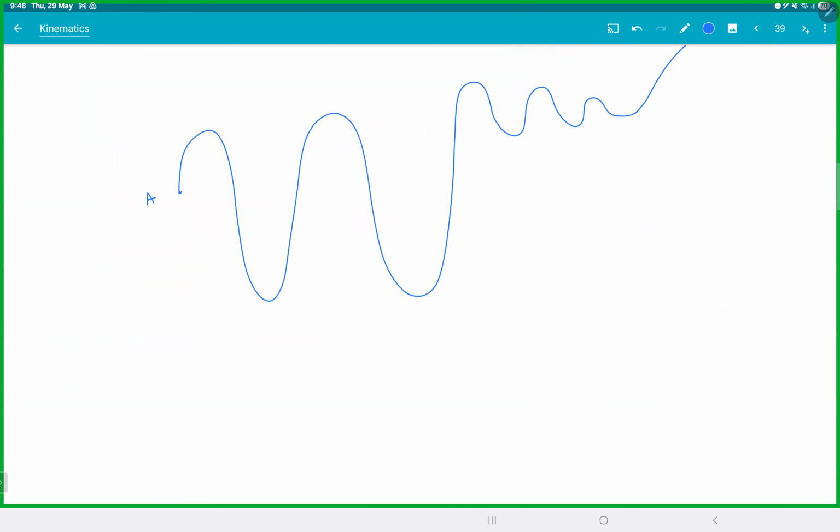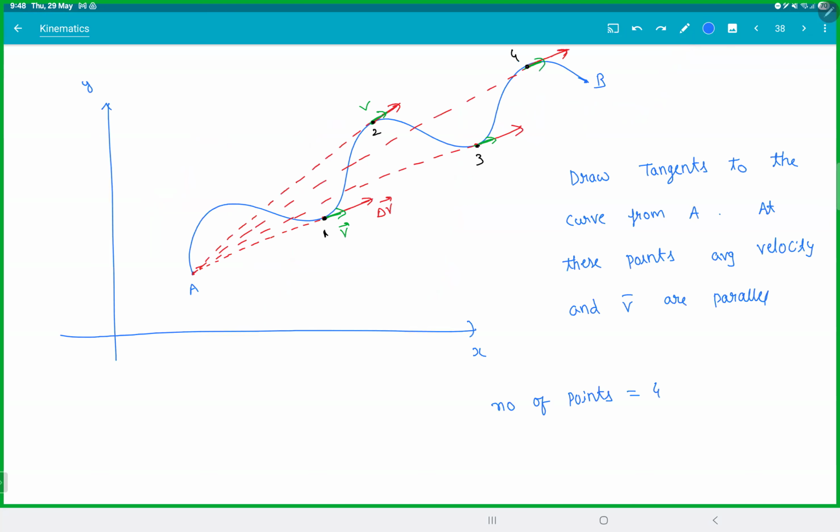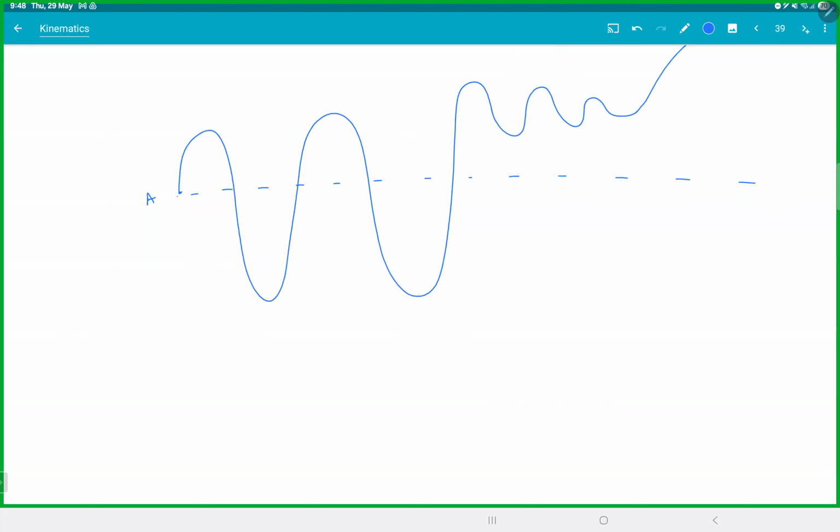Now tell me, how many times are they parallel? Zero. 9. How did you get zero, Ray? What did I tell you? From the starting point, draw lines wherever there are tangents.